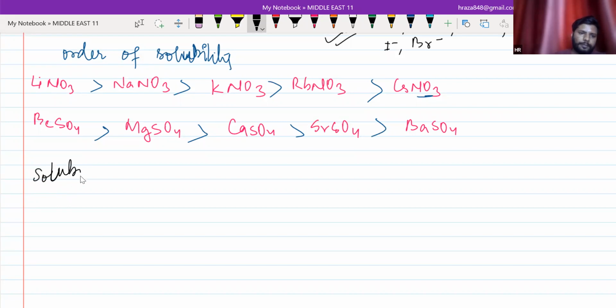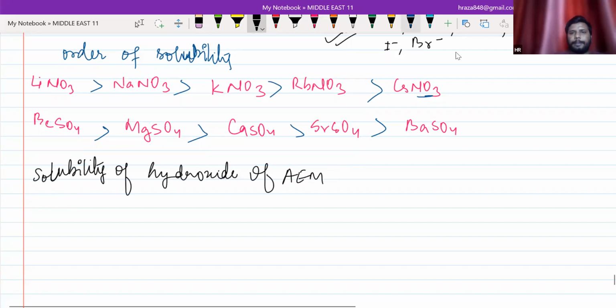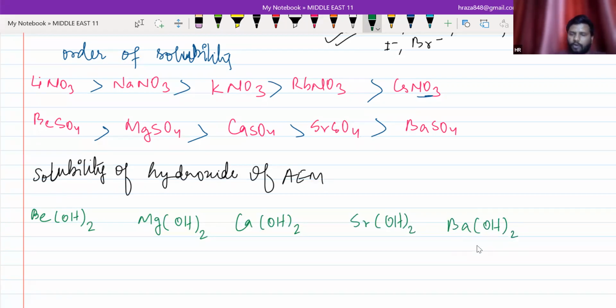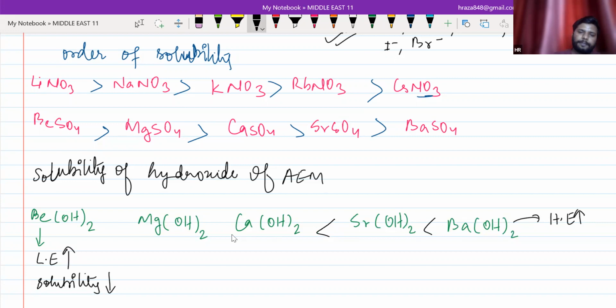Now, sir, when we talk about solubility of hydroxides of alkaline earth metals, what happens here? Be(OH)2, Mg(OH)2, Ca(OH)2, Sr(OH)2, Ba(OH)2. These are all alkaline earth metal hydroxides. Basically, here the anion size is very small. Lattice enthalpy here increases, so solubility decreases, and here hydration enthalpy is more. That's why solubility increases like this.